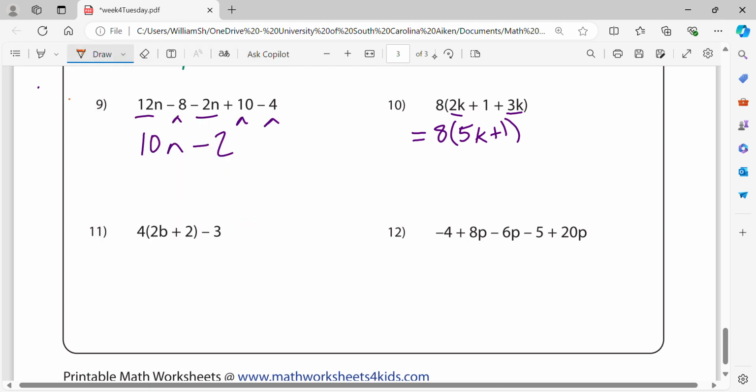Okay. So I need to distribute the 8 to the 5 and to the 1 now. 8 times 5 is 40, so 40k. And 8 times 1 is 8. So I have 40k plus 8.